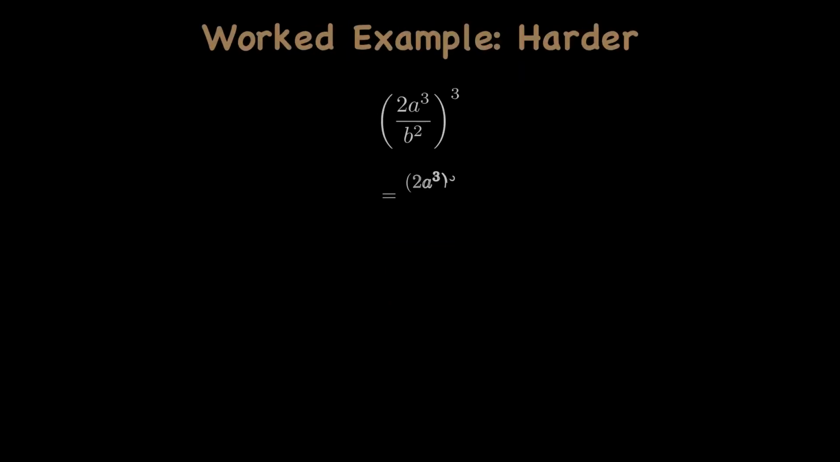A harder example. Simplify (2a cubed over b squared) all to the power of 3. Distribute the power to the numerator and denominator. In the numerator, 2 cubed is 8, and a cubed to the 3 means 3 times 3 equals 9. In the denominator, b squared to the 3 means 2 times 3 equals 6. The answer is 8a to the 9 over b to the 6.